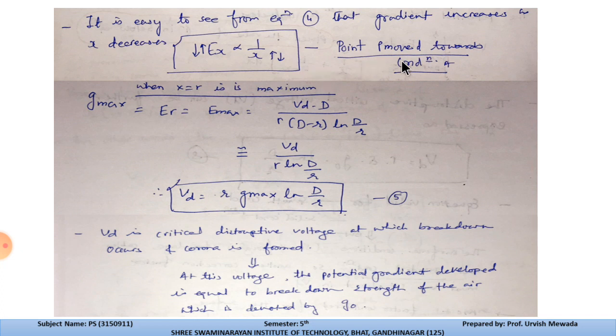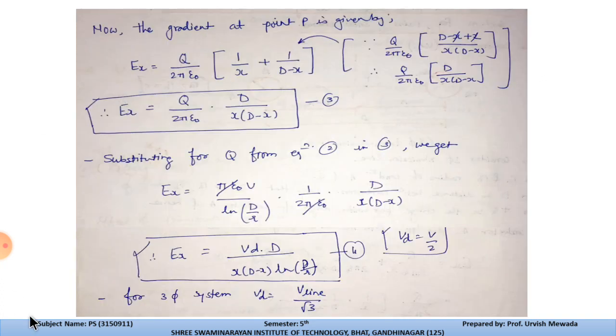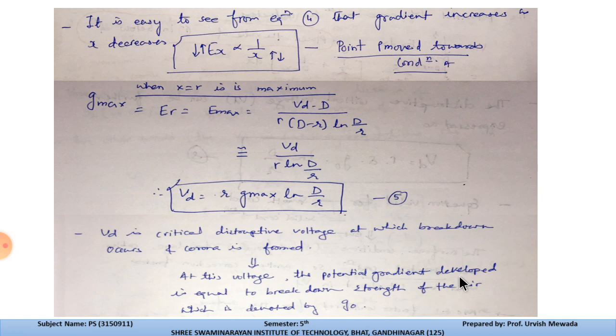From that equation we can see that the gradient increases as x decreases, meaning as we decrease x, the gradient will increase. So from this equation you can see that Ex is proportional to 1 over x, where x is the distance and Ex is the gradient. As Ex increases, we can say the distance is less, and if Ex is less we can say the distance is more. So point P moved towards conductor A.